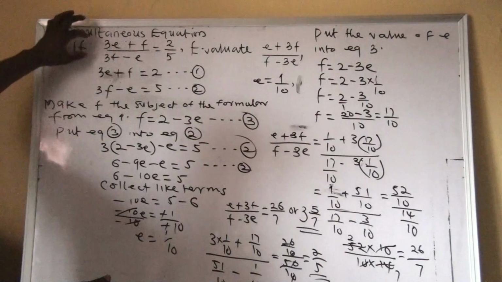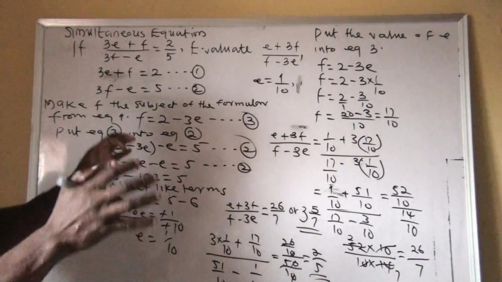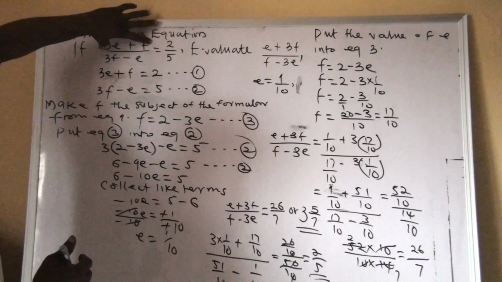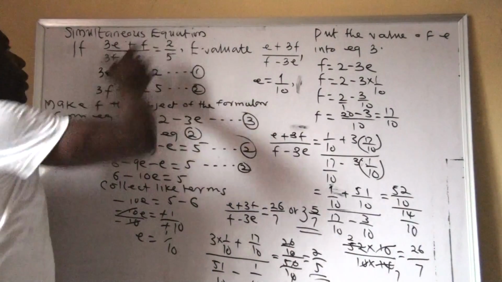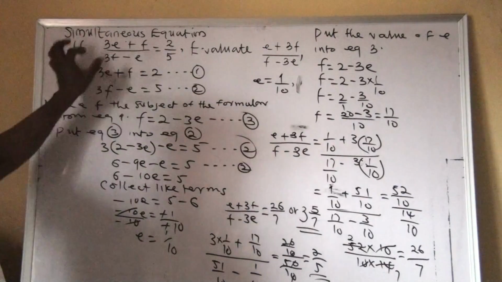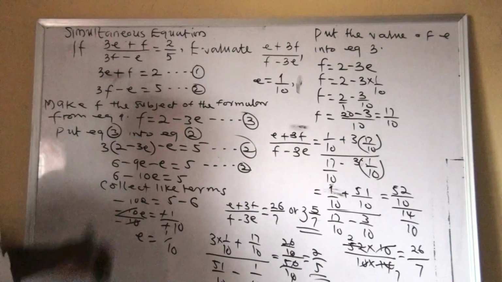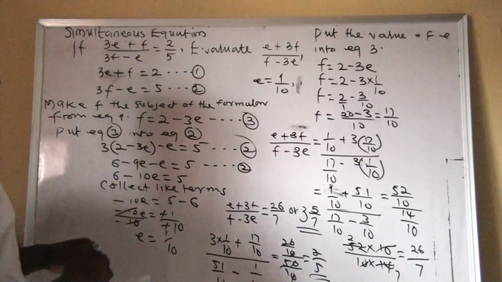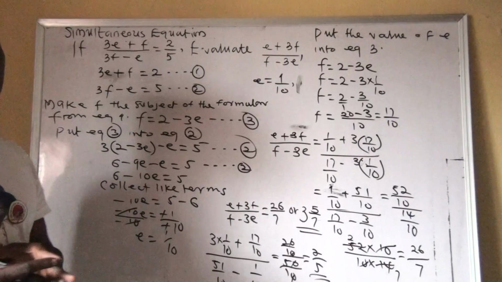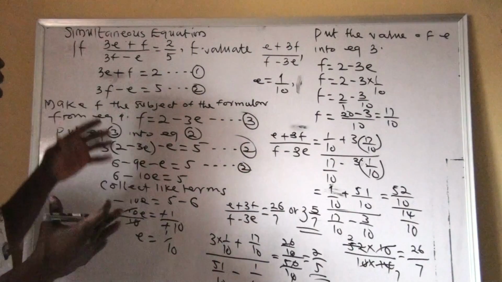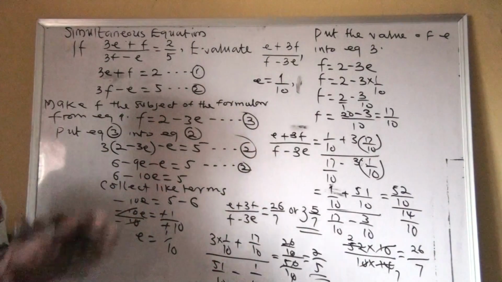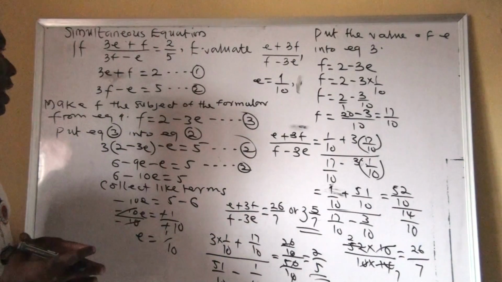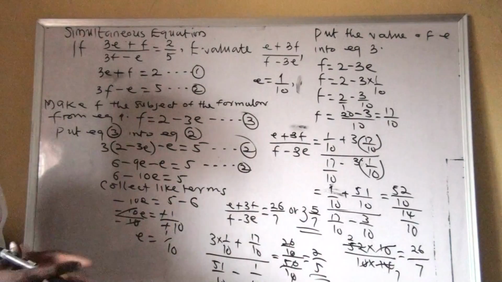So given this kind of equation, all you need to do is to see that the numerator on the left-hand side is equal to the numerator on the right-hand side, then the denominator on the left-hand side is equivalent to the denominator on the right-hand side. Then you apply the necessary process of solving simultaneous equations. Then finally you check to see if your answer is correct.